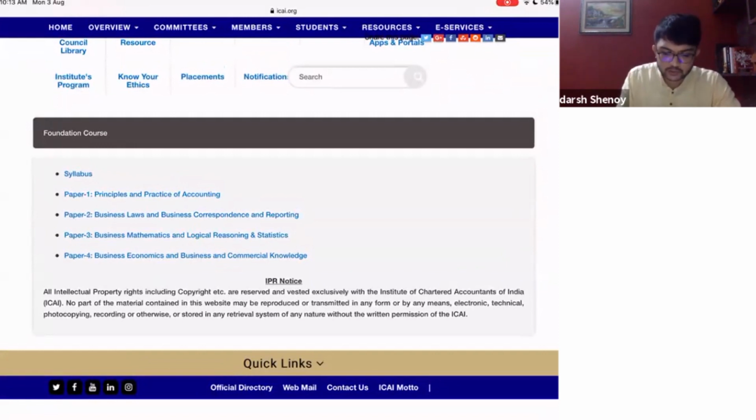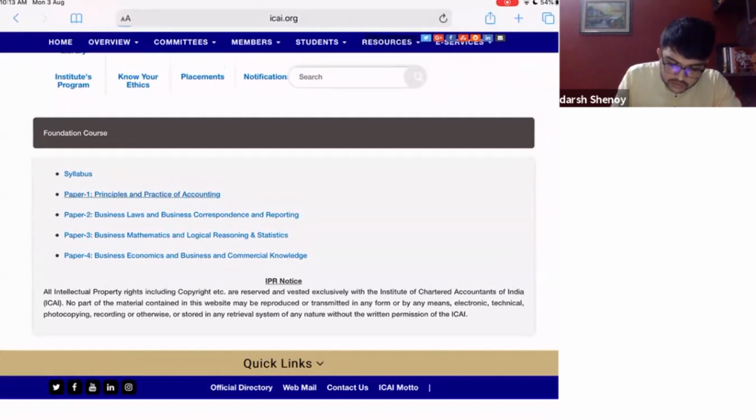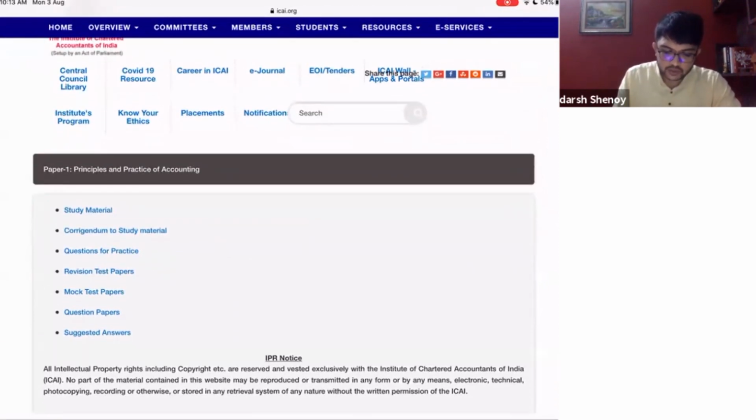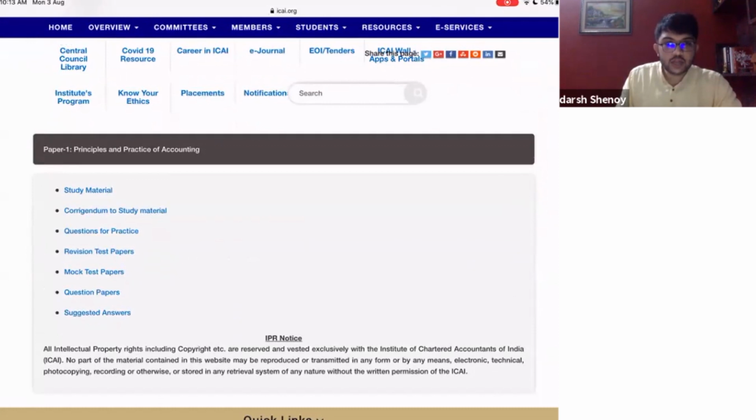Paper 1, paper 2, paper 3, paper 4. So I will go to principles and practice of accounting. Now here, I see different categories. Study material. This is corrigendum, meaning it is a correction to the study material. When a few corrections or mistakes are recognized, they send this statement. That is the corrigendum to the study material.